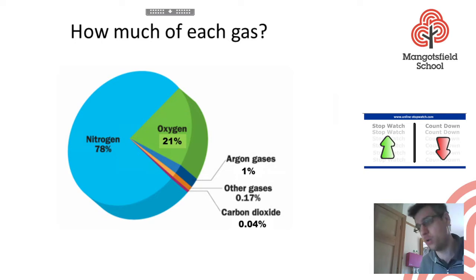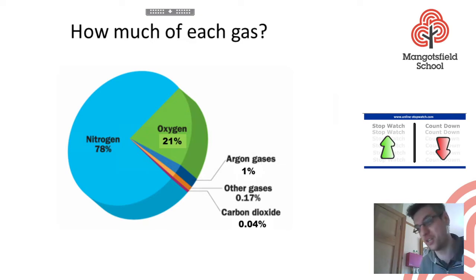Now there are a few other gases in the air. You might not have heard of this. Argon gas is 1% of the air. Argon gas is another unreactive gas, a bit like nitrogen, and it used to be used inside light bulbs. It's not really used anymore because light bulbs have improved. Now we've got energy efficient light bulbs, but we can still make use of argon, not Argos.